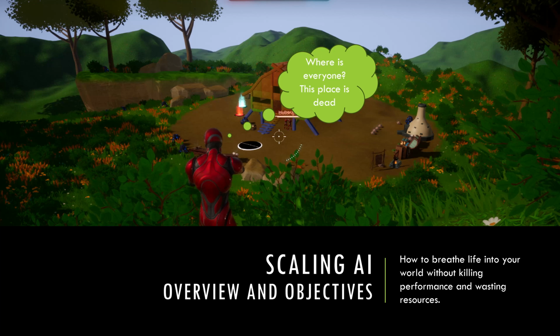So the topic that we chose is how to scale out your AI in your game so that you don't get into a situation where your frames and your game cycle are suffering unnecessarily due to your decisions around AI and how you populate the world.